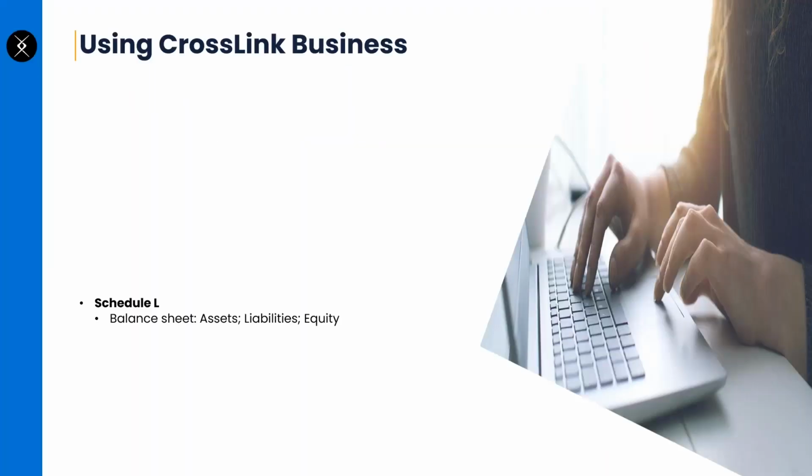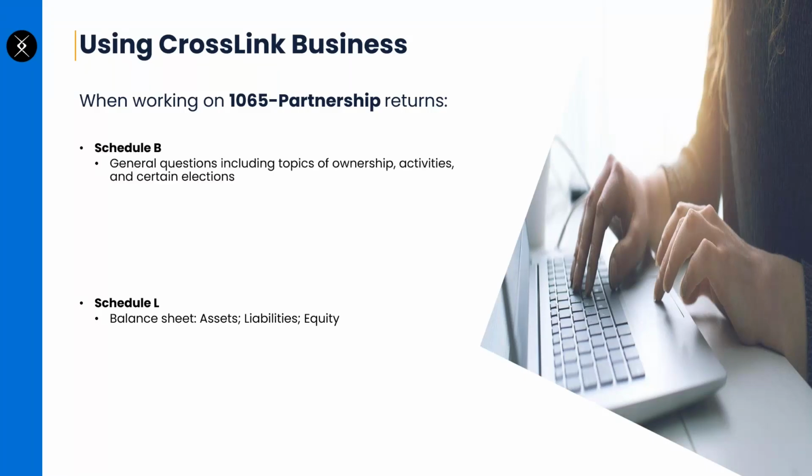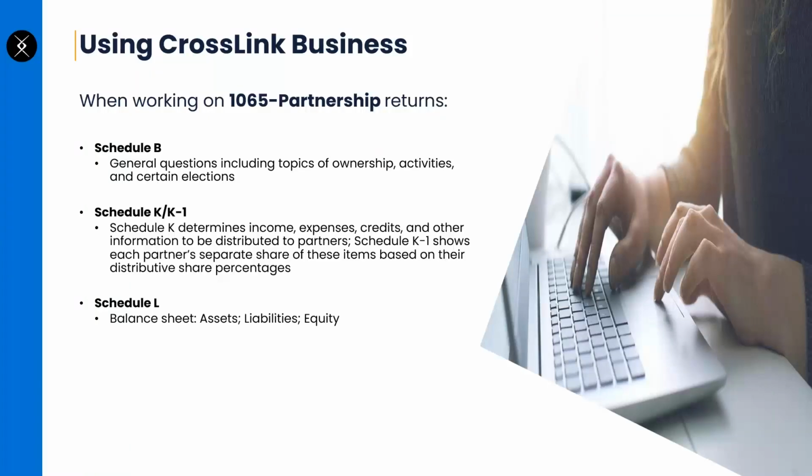Now moving on to the different returns we have through the software. You briefly saw we were just in an 1120, but when we're looking at the 1065 partnership, these are the common forms that you will see. A Schedule B, which covers general questions including topics of ownership, activities, and certain elections. The Schedule K and the Schedule K-1. Schedule K determines income, expenses, credits, and other information to be distributed to partners, while the K-1 shows each partner's separate share of the items based on the distributive share percentages.